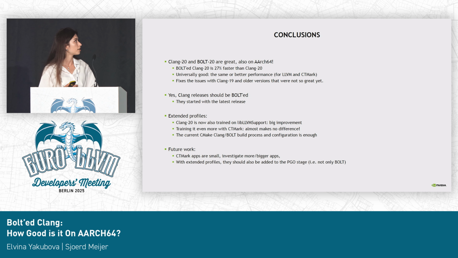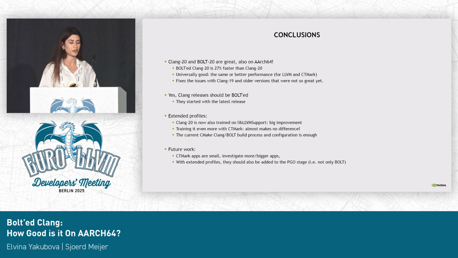So given all of that data, what conclusions can we make? The first one is that Clang 20 and Bolt 20 are great, and they're doing great on AArch64. Bolted Clang 20 is almost 30% faster compared to the original Clang 20 stage 1 build. And it's also universally good. We have the same or better performance both for the Clang build and the CTMark build. And it also fixes the issues which we had on Clang 19 and older versions that were not great yet. And if you still have a question, should you bolt your Clang release? The answer is yes, you should.